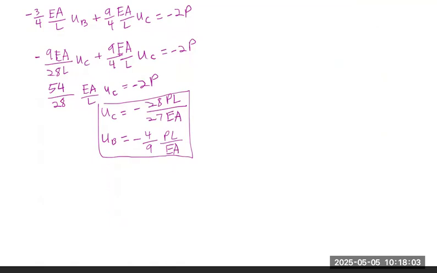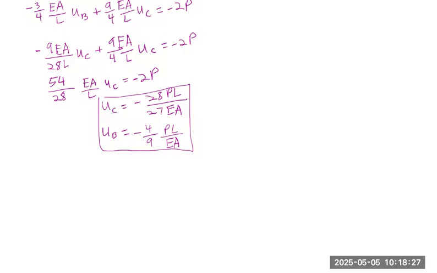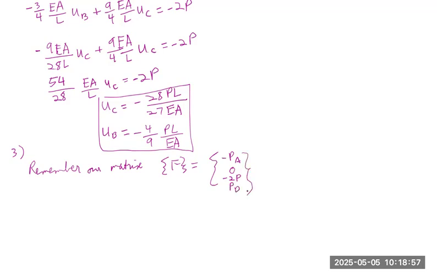So for part 3, we want to remember our matrix F is equal to negative PA, 0, negative 2P, PD, and our matrix K.